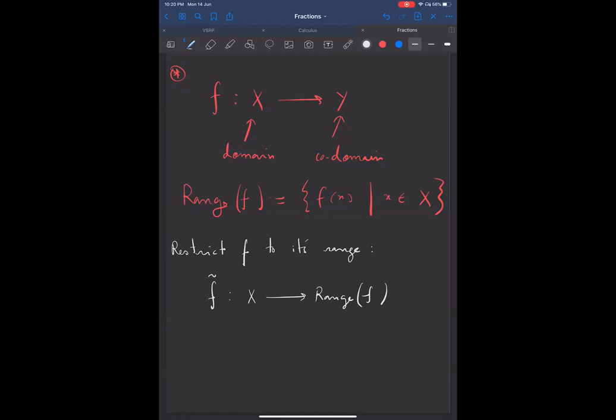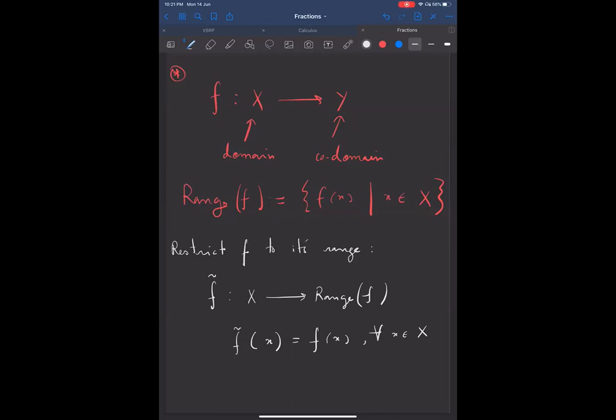They are two different functions, but they are the same in a particular sense. That is, you will define a new function, f tilde, from X to the range of f, such that f tilde of x is equal to f of x for all x in X. It might seem that there is no reason for doing this, but there actually is. Because they are two different functions. You are changing the codomain. So they're not the same function anymore. They're the same, but still they're not the same. I hope I make sense. But yeah, so this is a restriction to the range.